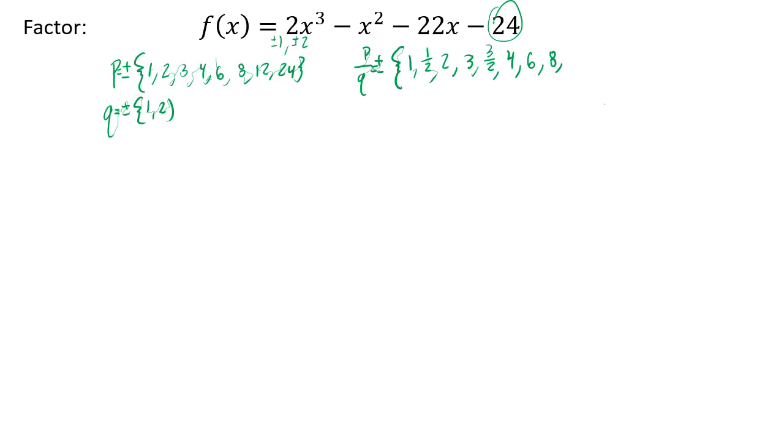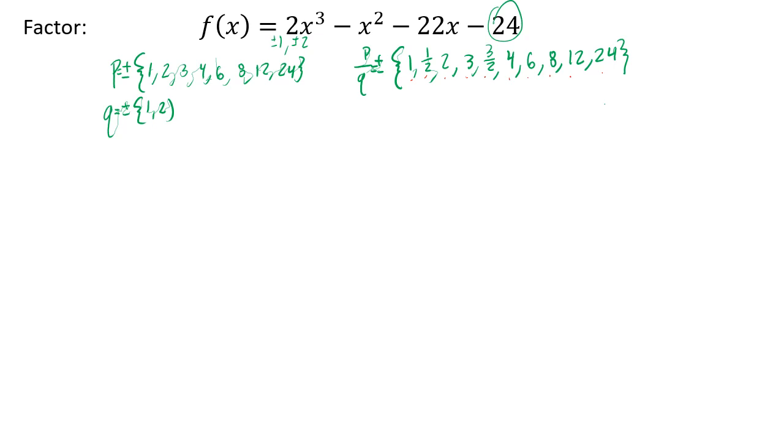I already have that. 12 divided by 1, or 12 divided by 2, which is 6. I already have that. Or it could be 24, or 24 divided by 2, which is 12, which I already have. So there's a lot here, right? Now I have, see, 1, 2, 3, 4, 5, 6, 7, 8, 9, 10, and then it's plus or minus. So I actually have 20 possible rational zeros.